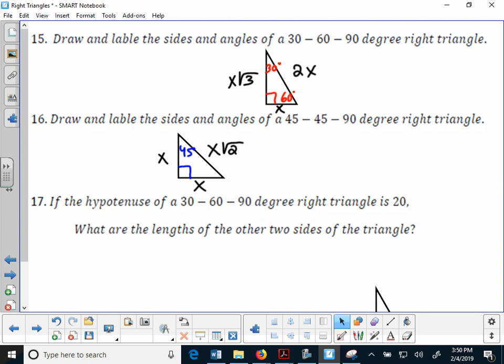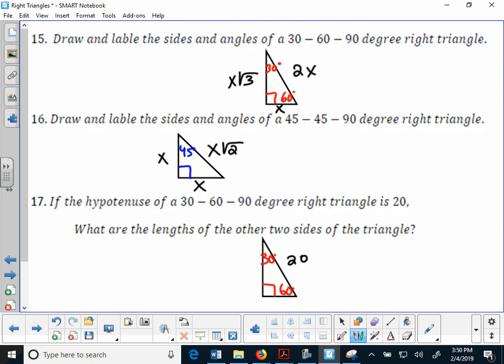Last but not least, if the hypotenuse of a 30, 60, 90 triangle is 20, what are the lengths of the other 2 sides of the triangle? So there's this guy. I'll make him just a little bit bigger. All right, we're going to go in right there. That baby is 90. I'll make this 30. Of course, this is 60. Oh, and it told us that the hypotenuse was 20. So I'll go in right there.